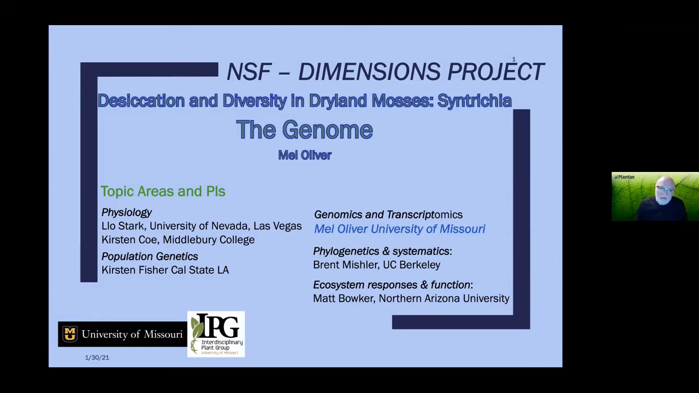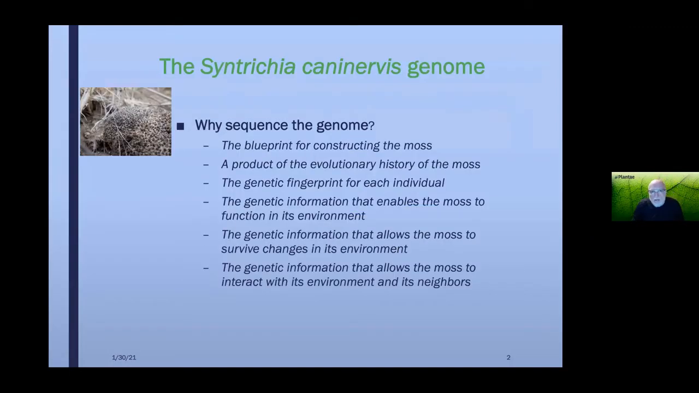So the question became first, why would you want to sequence a genome? It's a lot of work and it's not exactly cheap. But if you're going to understand the biology of the moss, then certainly you need a background from which to do so. So the genome itself gives us lots of opportunities. One, first of all, it gives us the blueprint for constructing the moss itself.